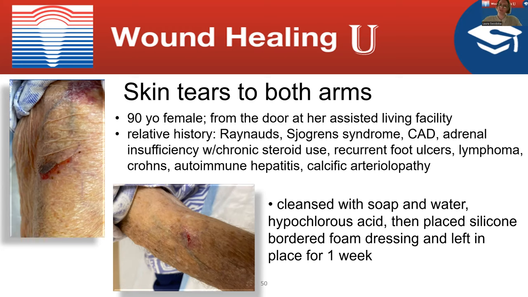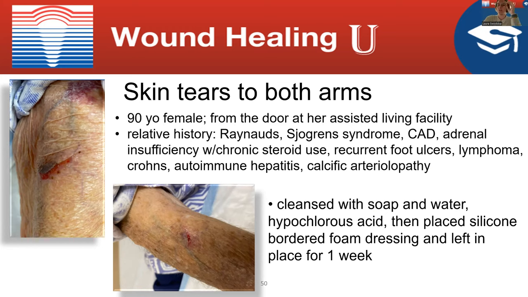And they have a complex medical history as well. A lot of autoimmune conditions. We have Raynaud's, Sjogren's, coronary artery disease. So if you have it in your heart, you have it in your arms and your legs too, right? So probably some peripheral arterial disease as well. Adrenal insufficiency with chronic steroid use again. Recurrent foot ulcers, that's why they're being seen in the clinic, lymphoma, Crohn's, autoimmune hepatitis, and then calcific arteriolopathy. And that actually was treated in the clinic and developed from a skin tear. That's not from these skin tears here, but just a little interesting anecdote.